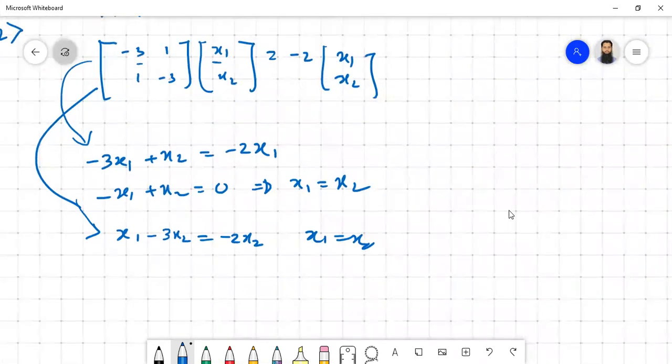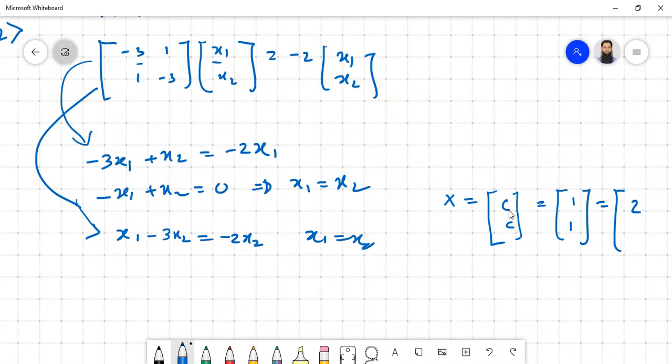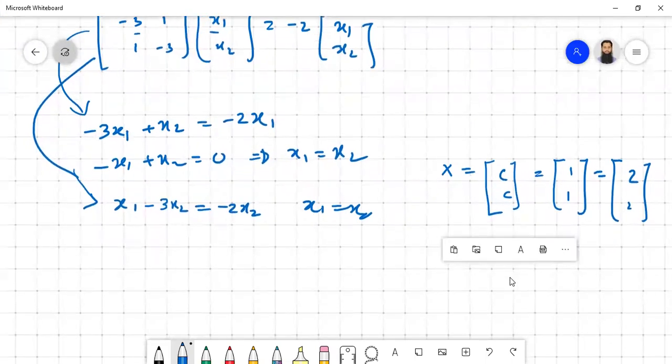So now you have an infinite number of choices for your eigenvector. So what you can say is that the first eigenvector is basically c, c. Whatever the value of x1, the other value is also the same, x1 equal to x2. So it can be 1, 1, it can be 2, 2, whatever equal values, all of them will be representing the eigenvector. So for simplicity, just take one.